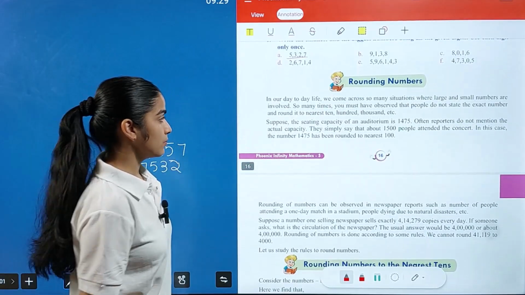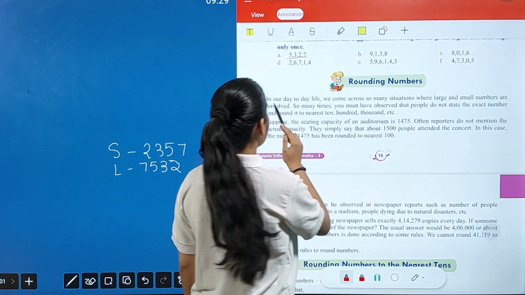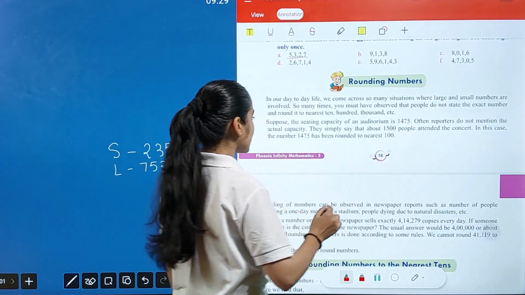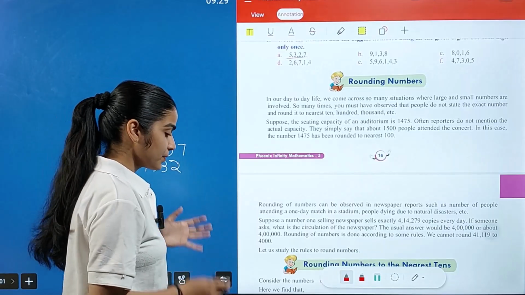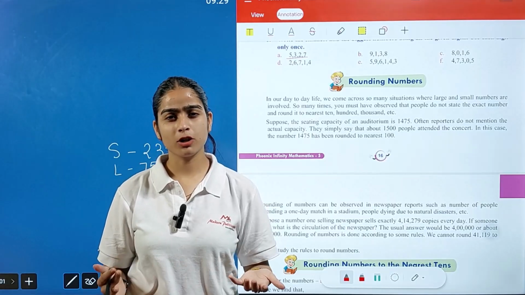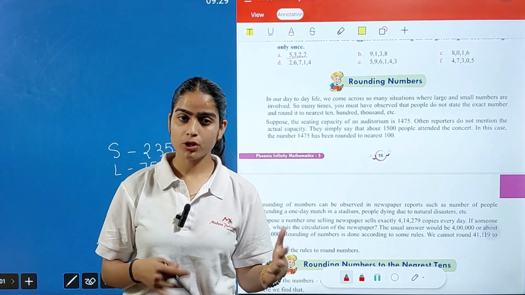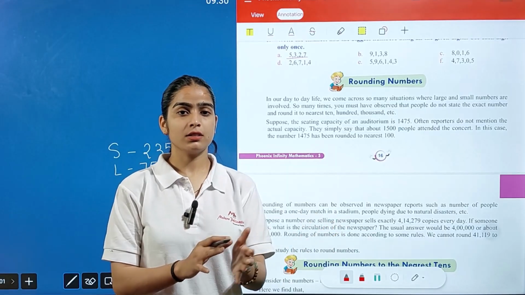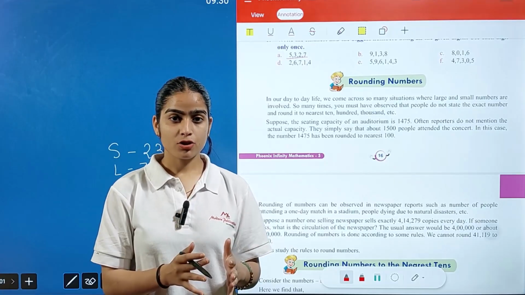Now, rounding numbers. In our day-to-day life, we come across so many situations where large and small numbers are involved. Many times you must have observed that people do not state the exact number and round it to the nearest 10, 100, 1000, etc. For example, you have a birthday party at your home and you invited almost 48 or 47 friends. So to understand how much food to make for them, your mother will take the approximate, the round off of 45 and 47 children to 50.